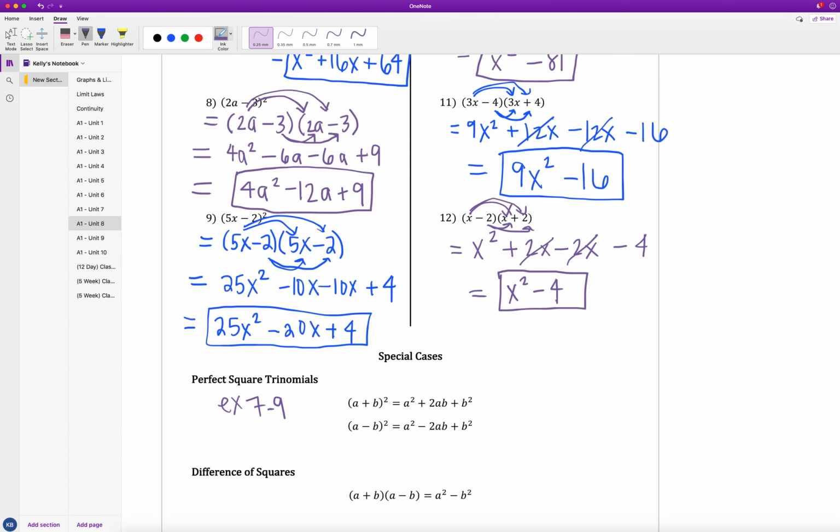And examples 10 through 12 were what we call a difference of squares, where I have the identical things here. So I have a, and then I have b and b. The only difference is one has a plus and one has a negative. When that happens, the middle terms will always cancel each other out, and we're just left with a squared minus b squared. So those are just some special vocab words that we have in this video.